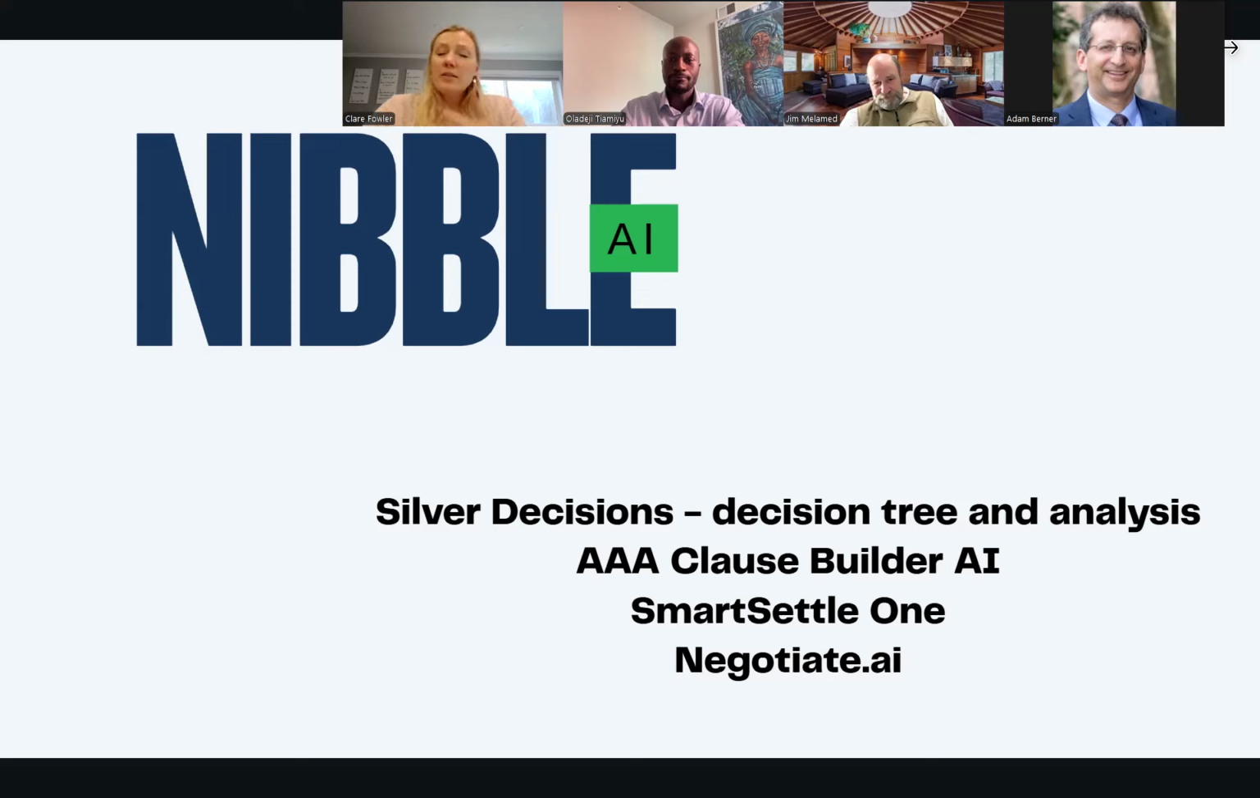So there's Silver Decisions. This is a decision tree analysis tool. It's a little bit older. It's a little bit clunkier. That being said, the logic behind it is very transparent. So I like it because I can instantly see what it's doing and how it arrives at a conclusion. But you can tell, right? It just feels a little long in the tooth.